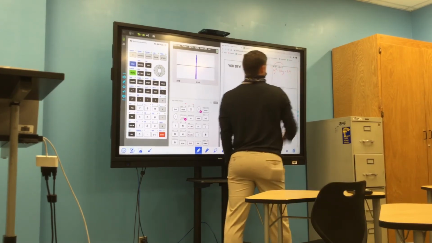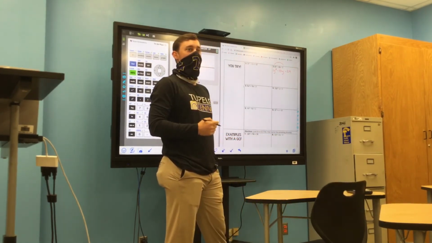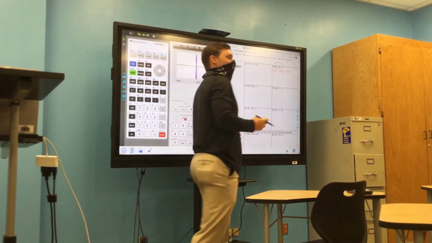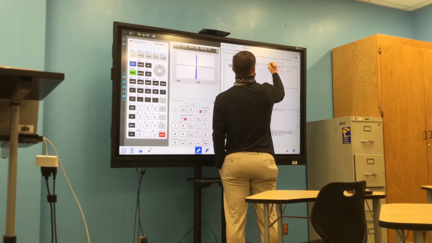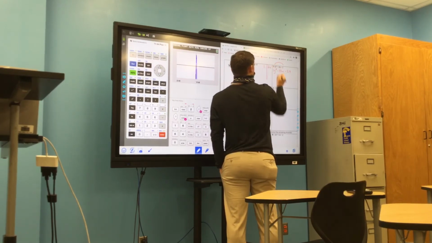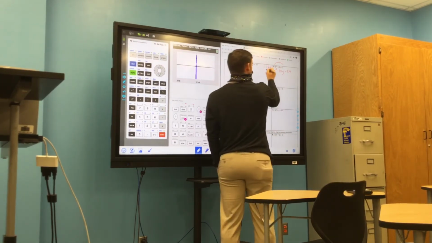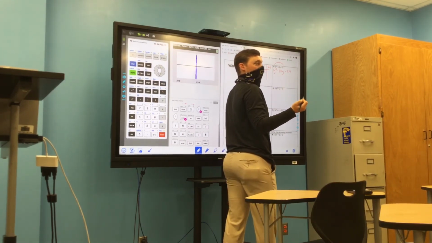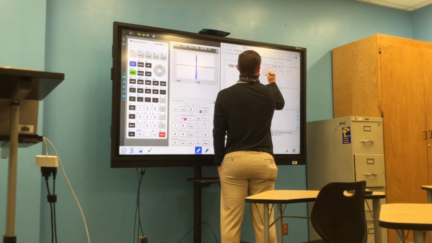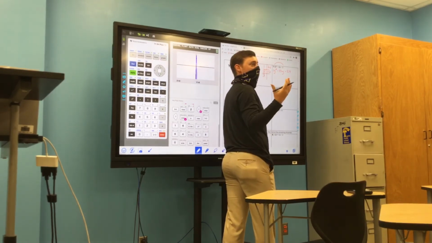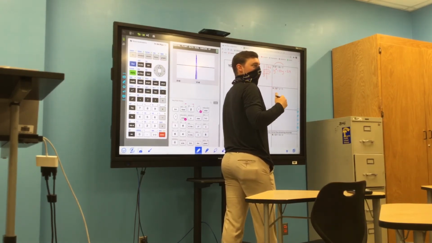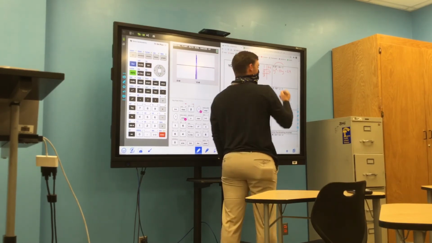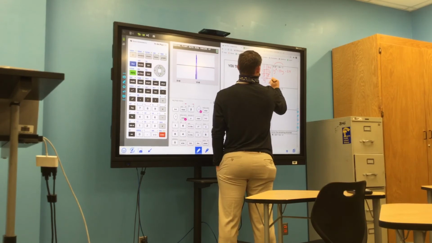Minus 24. Now we're looking at what are these factors of 24. What numbers multiply to be 24? 1 times 24 is equal to 24. 2 times what gives you 24? 12. 3 times what? All you have to do is say 24 divided by 3. What is 24 divided by 3? 8. 4 and what? So 24 divided by 4. 6.